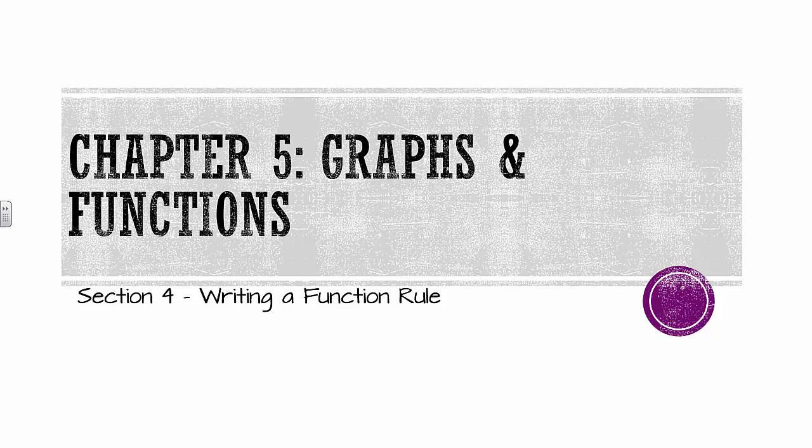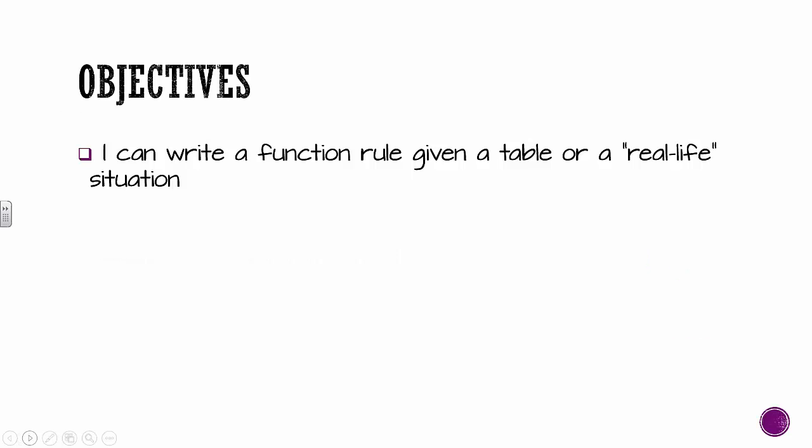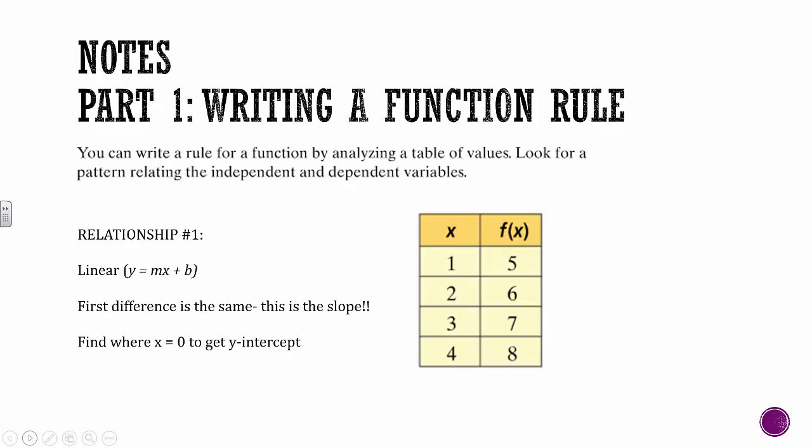Chapter 5, Section 4 is about writing a function rule. So by the end of this lesson, you should be able to write a function rule given a table or a real-life situation. You can write a rule for a function by analyzing a table of values. Look for a pattern relating the independent and dependent variables.